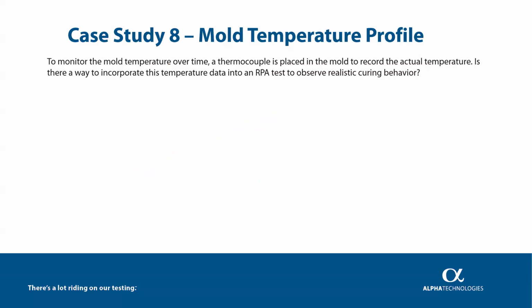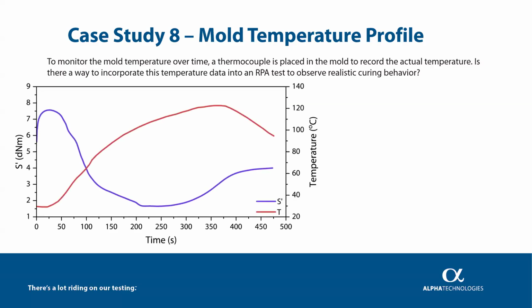This is a really interesting case study involving a customer who had been using a typical MDR, which is moving die style isothermal cure test. However, they noticed that the compound's properties weren't aligning with expectations, and they began receiving complaints from their own customers. To investigate, they performed a mold cure and reached out to us for support, asking if we could help simulate their actual mold temperature profile. As we all know, real-world mold temperatures are rarely perfectly isothermal. They fluctuate and they vary throughout the mold.